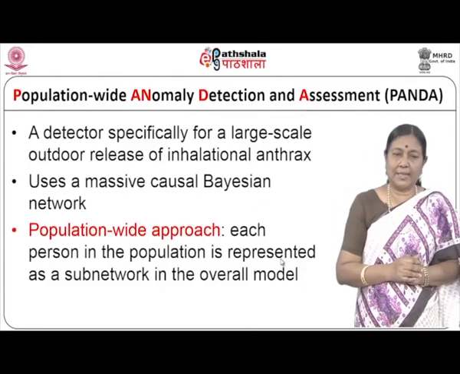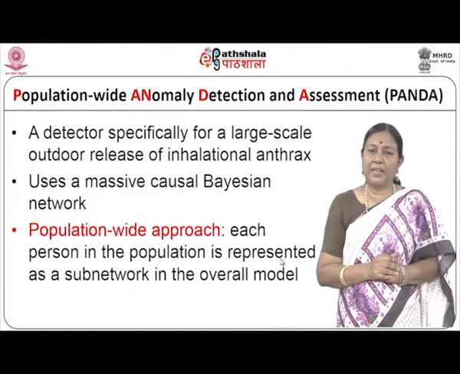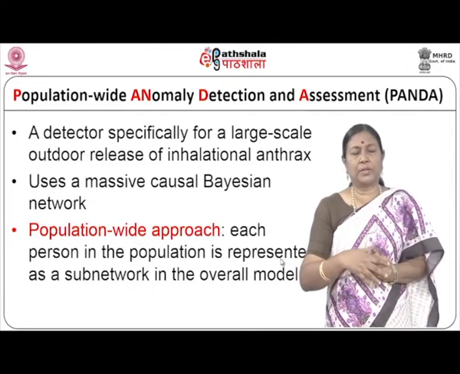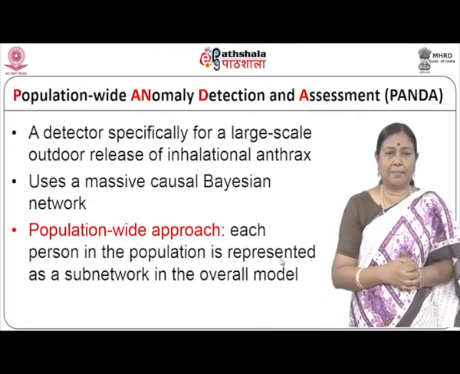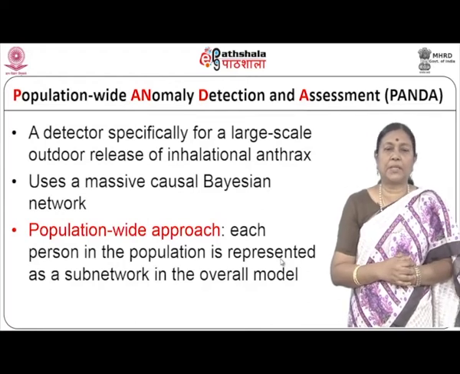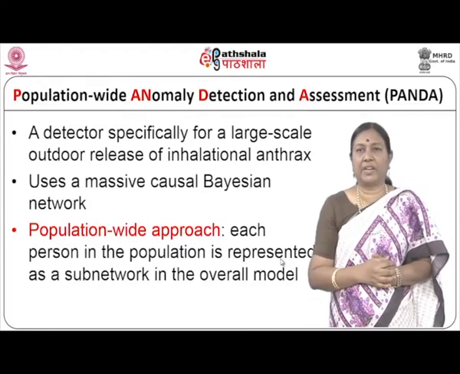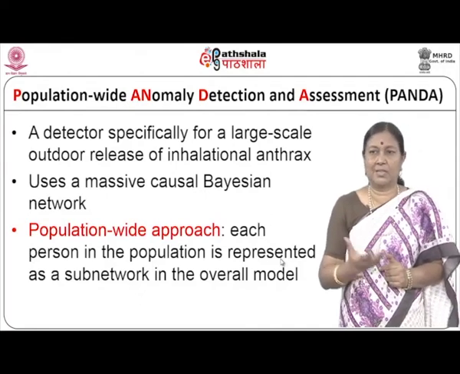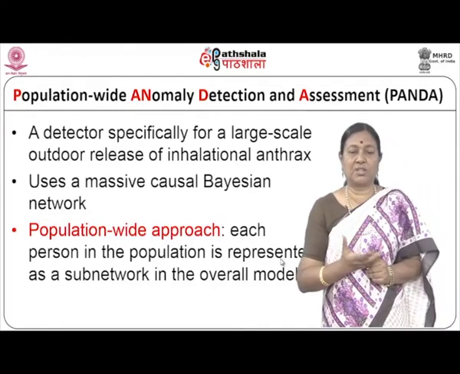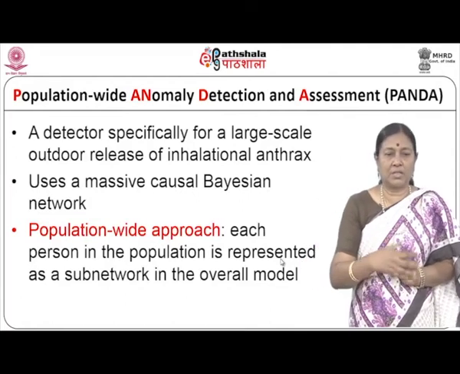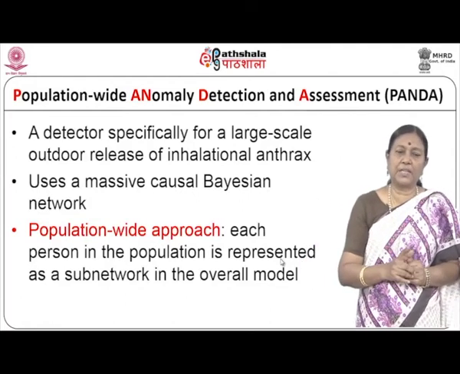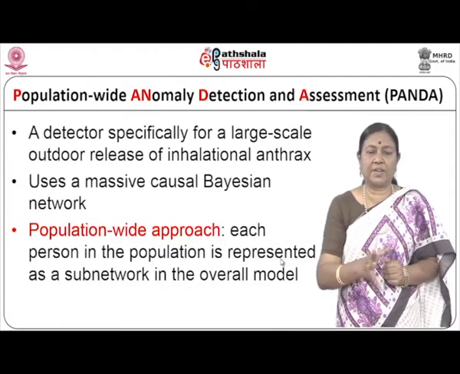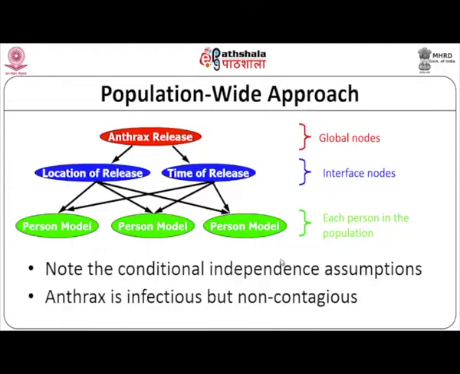Now, another example is a population-wide anomaly detection assessment called PANDA. Till now we have looked at toy examples. This was a detector specifically for a large scale outdoor release of inhalational anthrax, and it uses a massive causal Bayesian network. So, this is one of the initial uses of a massive Bayesian network. This is called a population-wide approach. Each person in the population is represented as a sub network of the overall model.